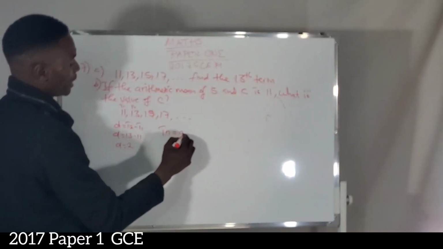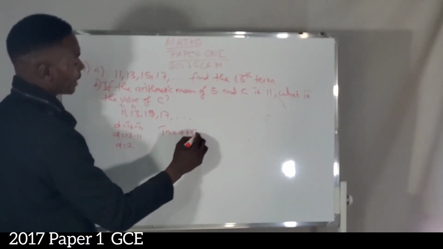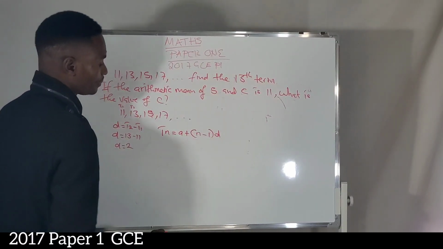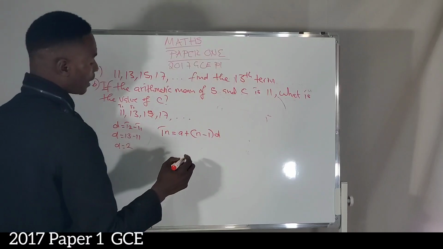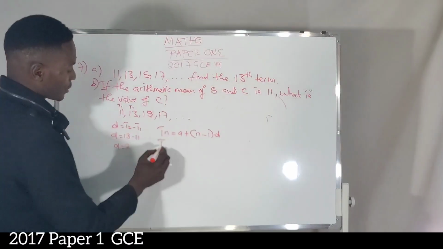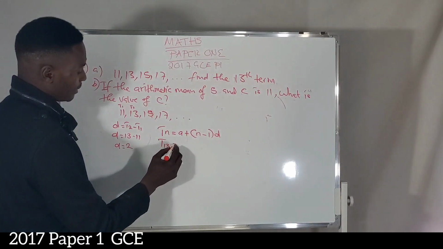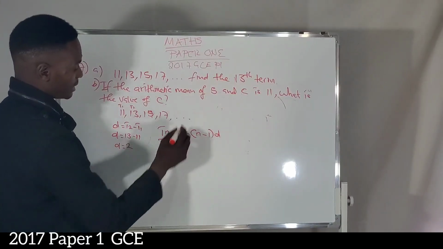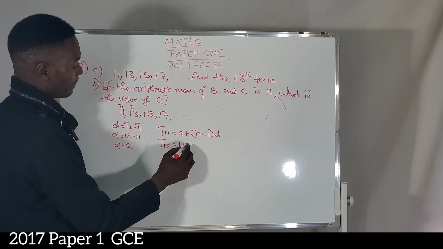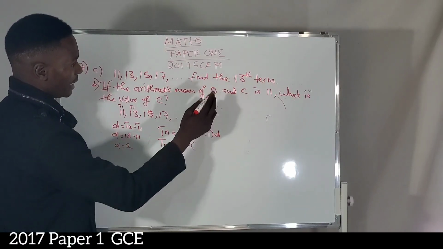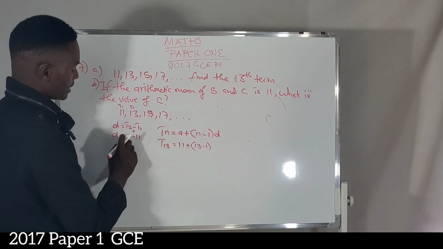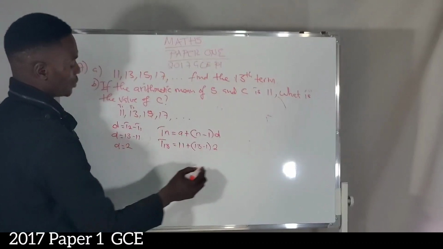Tn is equal to A plus, open bracket, n minus 1, close bracket, D. Okay? Now, N is the number of terms. So T13, you are finding term number 13. A is the first term. What's the first term there? 11. Plus N is what? 13 minus 1. D is the common difference, which is just 2.